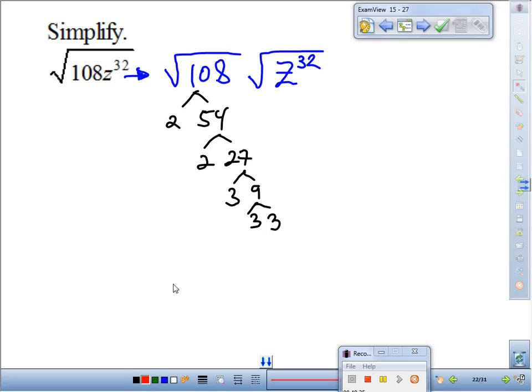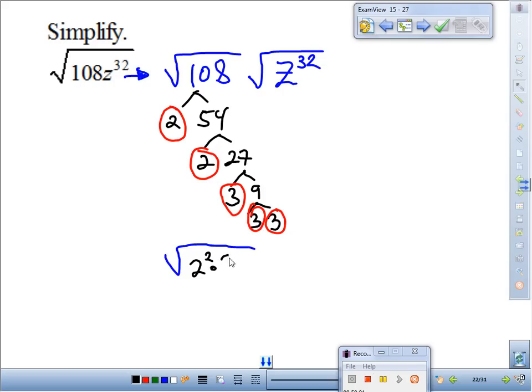Now check this out. I'm going to write this like this. How many 2s and how many 3s do we have? 2 2s and 3 3s. So under the radical, though, everybody look up, please. We cannot have stuff that is not a perfect square. So watch. I'm going to write this one like this. This one I can write as 2 squared, yes? Times. This one I need to write it as 3 squared times 3. Why did I do that? Because I want to make sure I simplify these and leave this one inside.